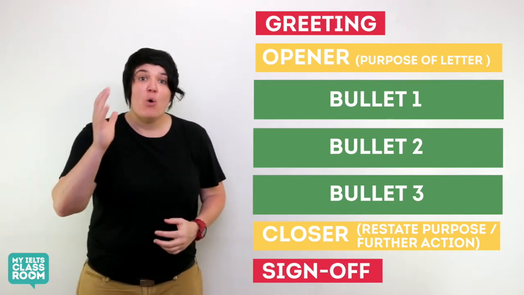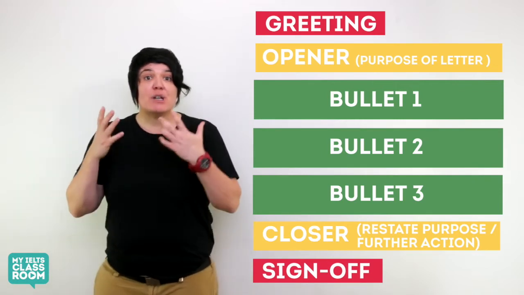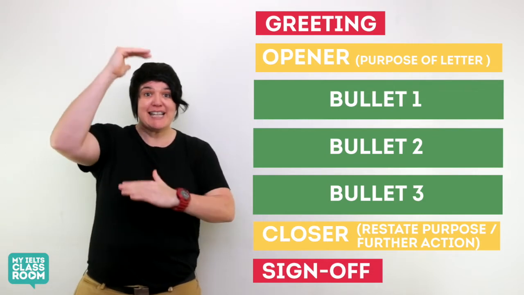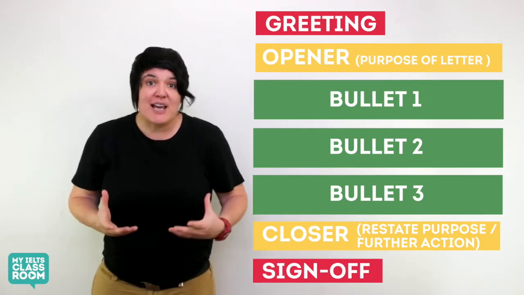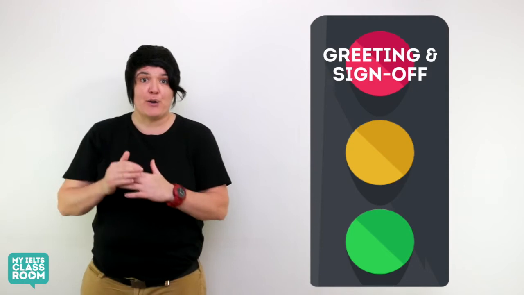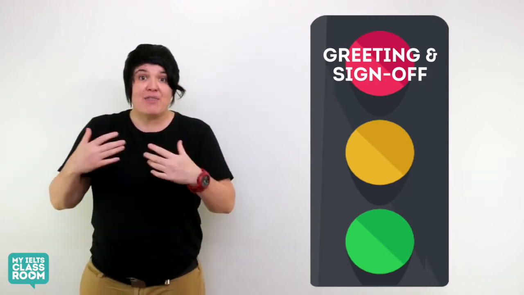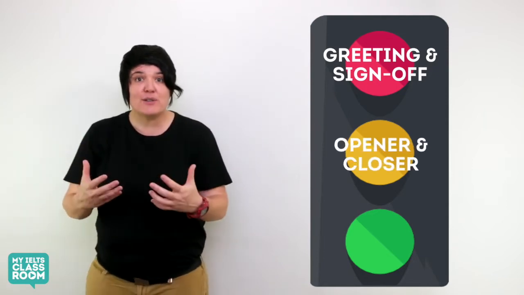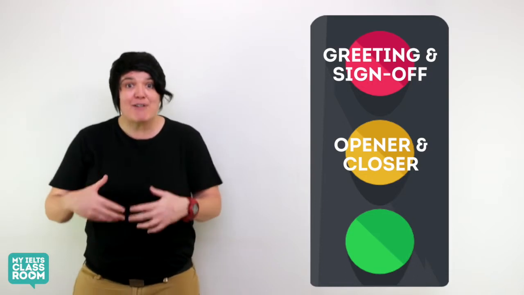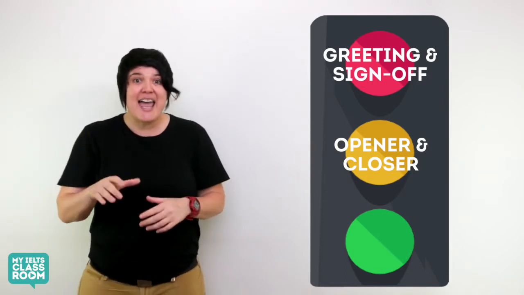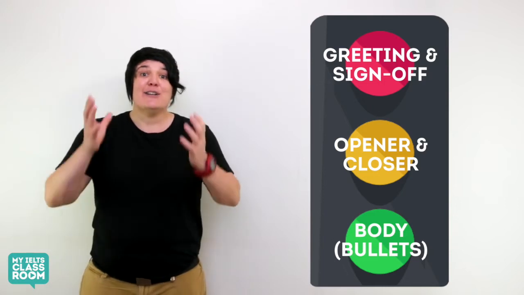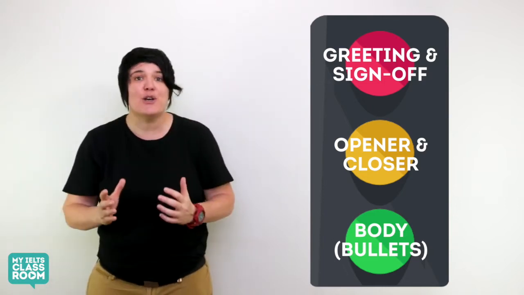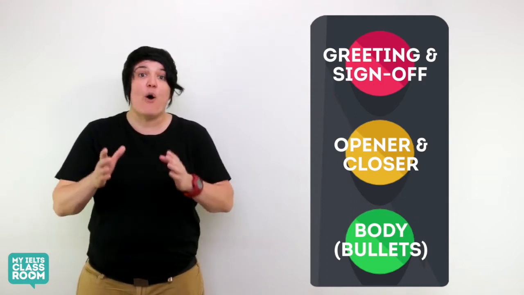Now, you can remember this organisation in two ways. First of all, you could think of it like a mirror, because the greeting and the sign-off and the opener and the closer reflect each other. I remember the organisation like a traffic light. In the red light, I put the greeting and the sign-off. You don't start and you don't end without them. Then in the amber light, I put the opener and the closer, because you're preparing for the body or you're preparing to end, but you can't quite start. And then in the green light, go, go, go, are the body paragraphs. However you remember it, just remember it. This is the organisation we will be using for all 15 of our letters.